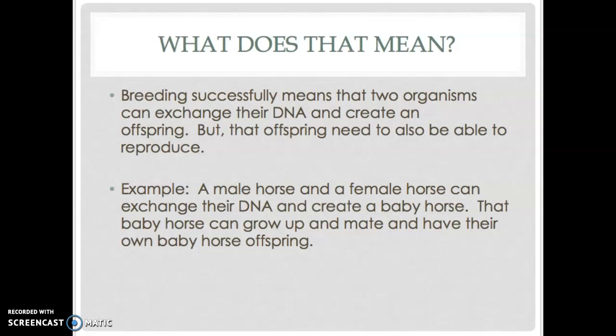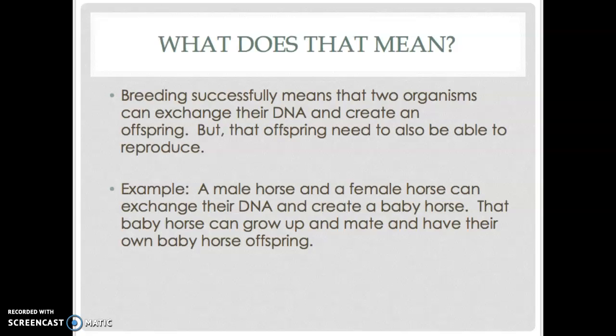So if you remember when we were in class, we talked about the fact that you are half your mom and half your dad, and the male DNA and the female DNA go together, half of their full set go together to make the embryo, which forms the baby. So in this case on the screen, if I take a male horse and a female horse, they can exchange their DNA, put it together, and they can create a baby horse. And then as the baby horse grows up, it can then mate with a partner and then have its own baby offspring. That's successful reproduction. Two parents create a baby that can also create a baby.